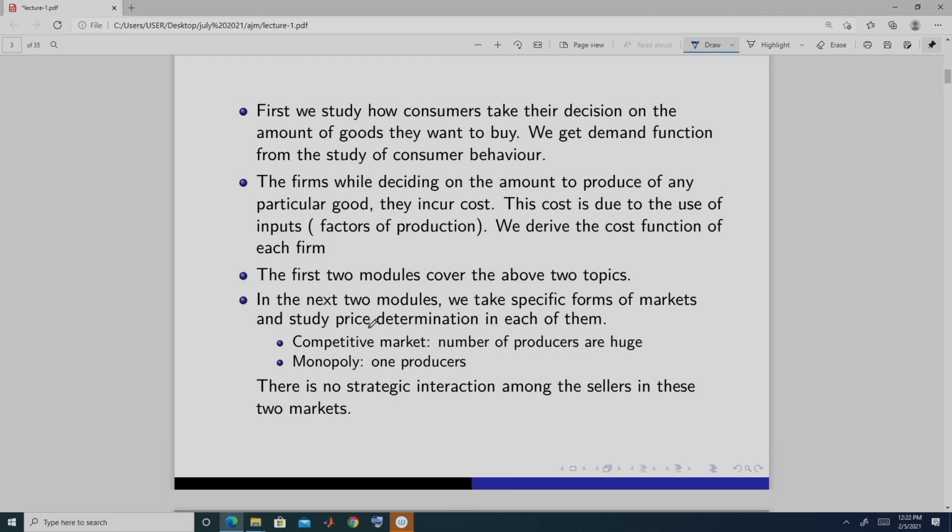So these two are going to be the first two modules, and the next two modules are going to be on a specific form of market structure. First, it is the competitive market, and the second is the monopoly market. In a competitive market, we assume that there are many sellers or many producers, so none of them can determine the price. So the price is completely given, independent of their decision. Price is determined in the market where supply is equal to demand. We will do these things in detail, and then at that time you will come to know how we get a supply curve and how we get a demand curve.